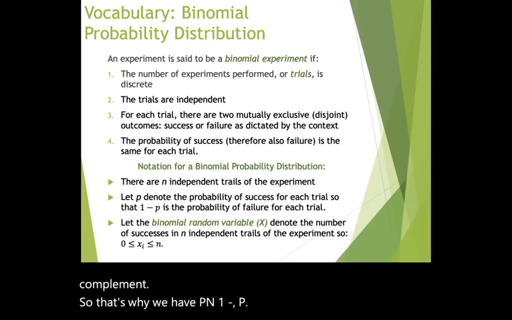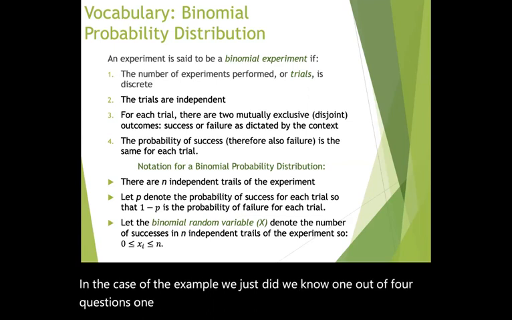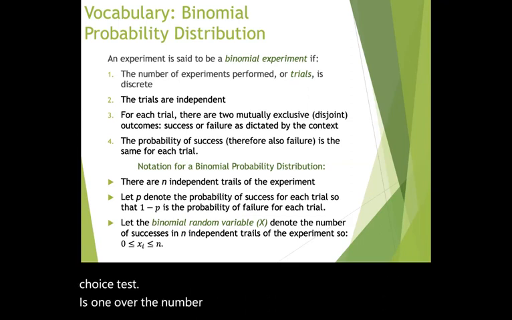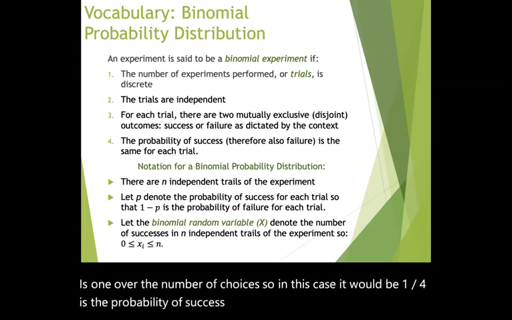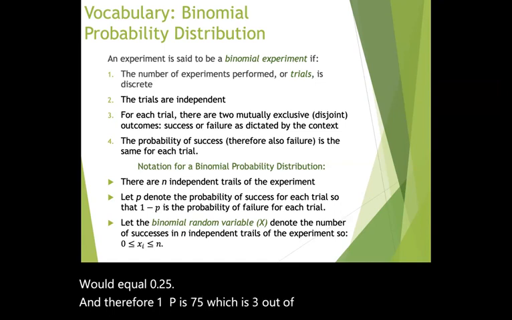In the case of the example we just did, we know 1 out of 4 multiple choice answers is correct. So the probability of success for a multiple choice test is 1 over the number of choices. So in this case, it would be 1 over 4 is the probability of success. So P would equal 0.25. And therefore, 1 minus P is 0.75, which is 3 out of 4 are the wrong answers.